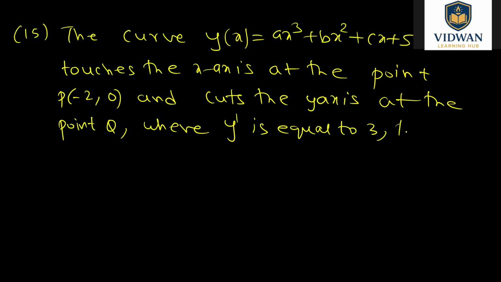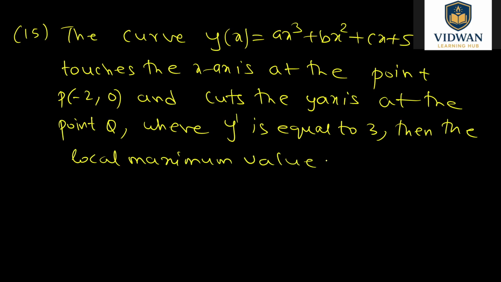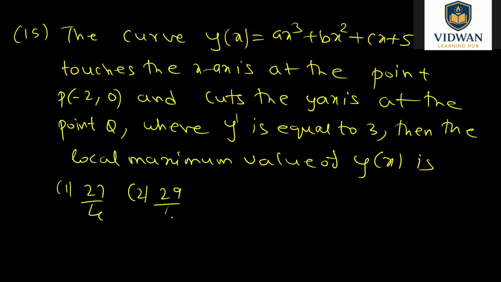Then the local maximum value of y of x is. The first option is 27 by 4. Second option is 29 by 4. Third option is 37 by 4. And fourth option is 9 by 2.